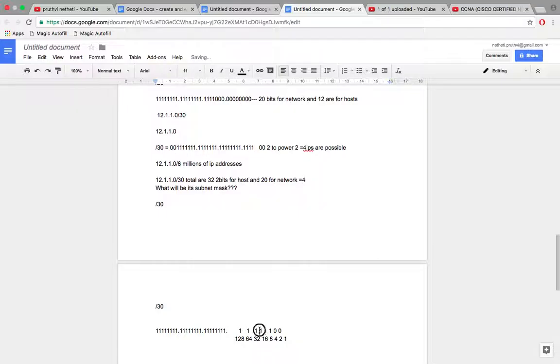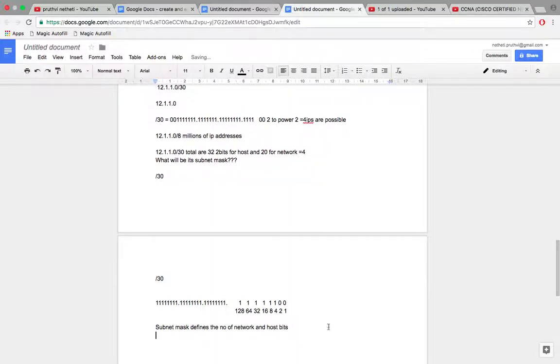So this is the representation. Okay, this is the representation. So what is subnet mask? Subnet mask, as I already told you, defines the number of network and host bits, right? So this is /30. So /30 here, this is the place where network and hosts are separated. So this is the place, right?